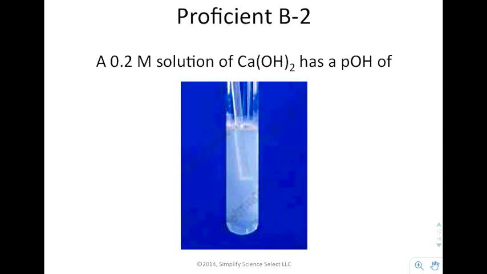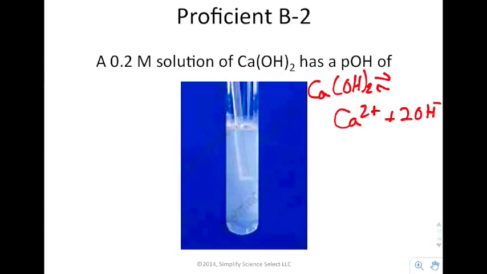So it says a 0.2 molar solution of Ca(OH)2 has a pOH of... this is kind of a trick question. You have Ca(OH)2. Remember, this Ca(OH)2 will dissociate into a Ca2+ and 2 hydroxide ions. So because of that, if I have an original molarity of 0.2, this is going to be twice as much. So now I have a 0.4 molar solution of hydroxide ions.